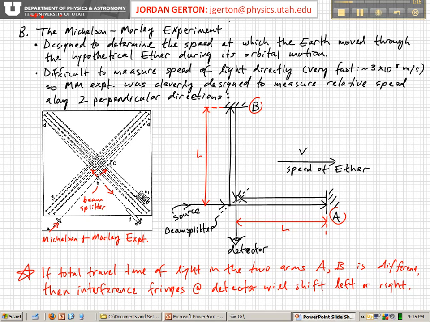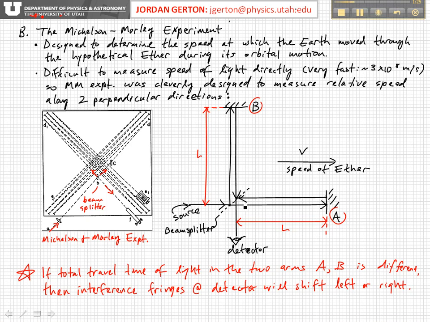So that's how they proposed to measure the speed of the Earth through the ether. They expected those two times to be different because they expected the velocities to be different in these different arms, which would lead to different times and a shift in the interference pattern.